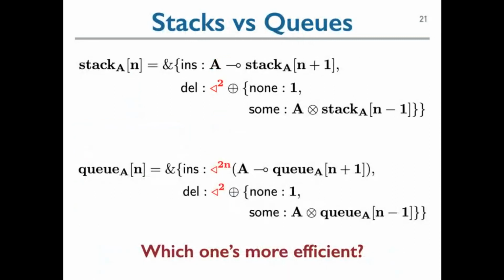Okay, so just as a simple application of resource-aware session types, I'm showing here the type of a stack versus the type of a queue. If you closely look at the types, you'll see that there is no difference between the interfaces, because the stack and the queue interface is exactly the same. The only difference is in their work bounds, in their potential annotations. So now, just looking at the types, can you tell me which one is more efficient?